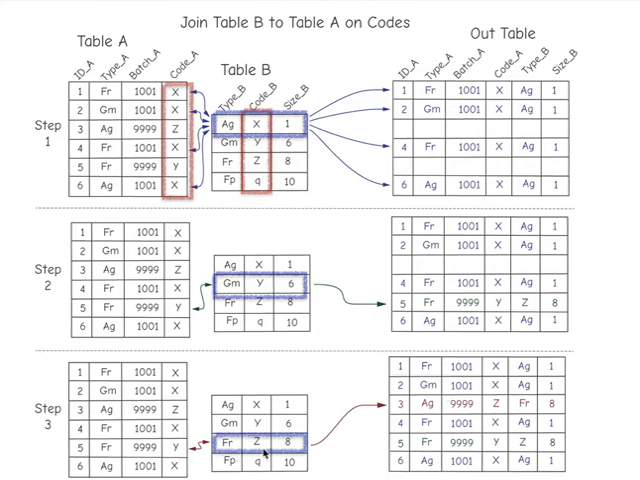Oops, a little error there. The Z should match actually up to this one to give the AG and the 999, not the FR. But anyway, you get the point.